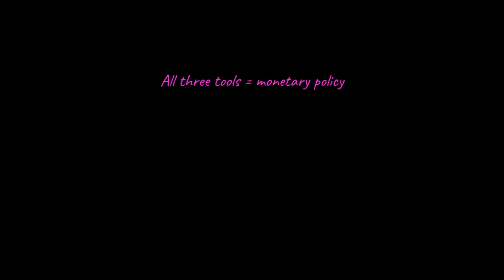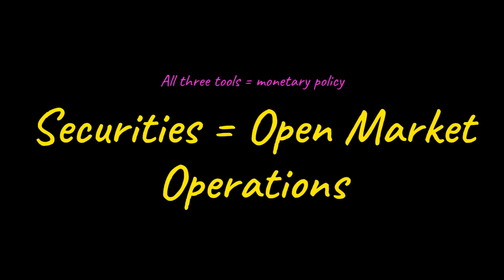The key is reading the signal words. Minimum reserves banks must hold points to reserve requirements. The rate the Fed charges banks for borrowing points to the discount rate. Buying or selling government securities always points to open market operations. Remember, all 3 tools are controlled by the Federal Reserve, which separates them from fiscal policy run by Congress. When you see government securities being bought or sold, that is open market operations, the Fed's most used and most tested tool.